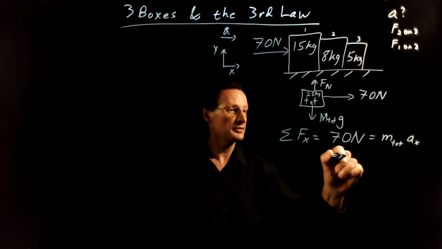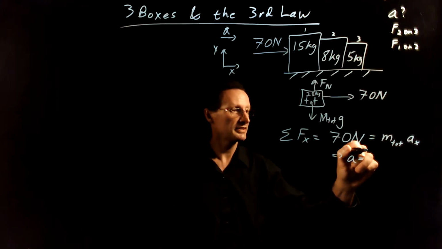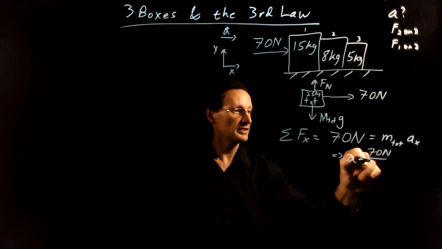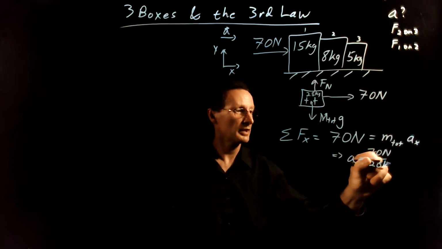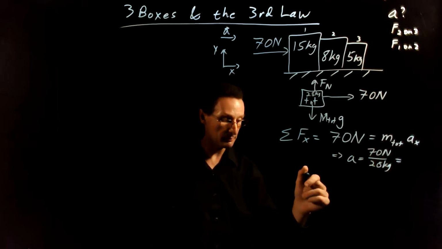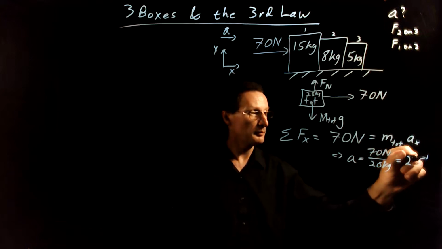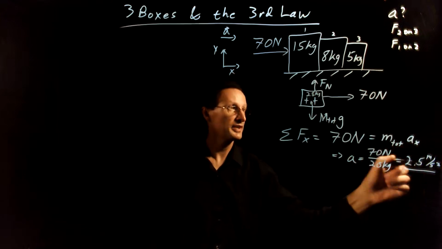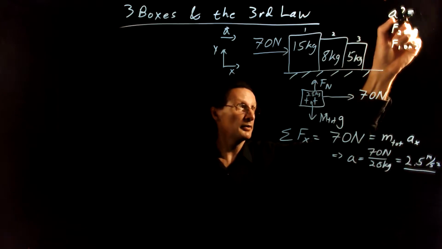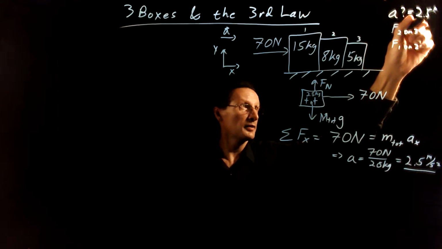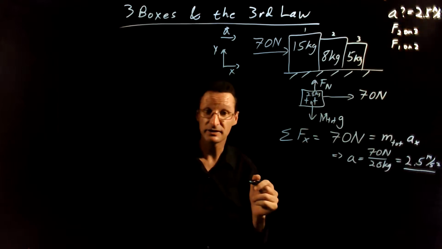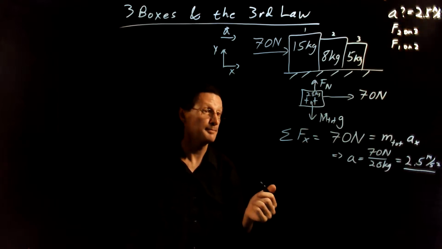I can find my acceleration because I know this mass is 28 kilograms. The acceleration is 70 newtons divided by the 28 kilogram total mass. And when I compute that value, I get 2.5 meters per second squared. So now I know the acceleration is 2.5 meters per second squared. Okay, that's good. I've got one thing already.